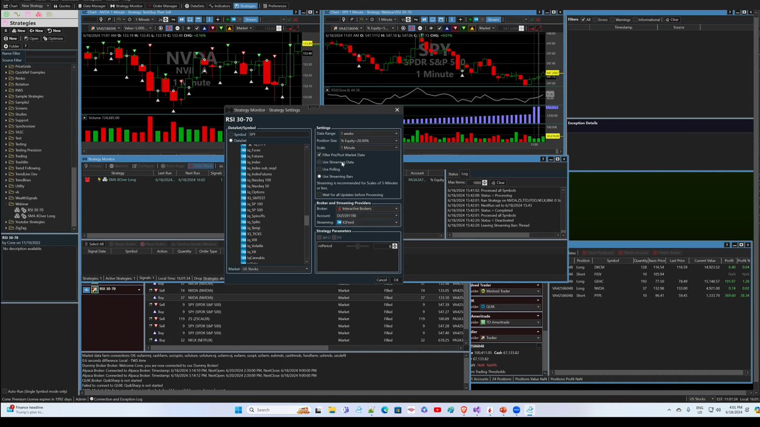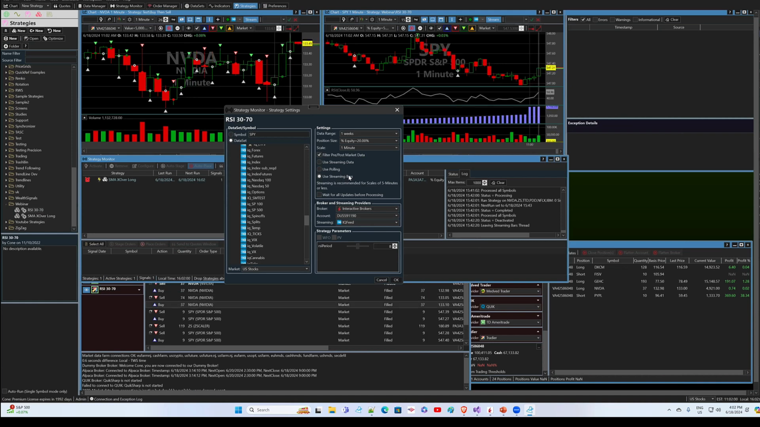But now IQFeed is a tick by tick provider, right? So if you have IQFeed, there should be no difference between streaming data and streaming bars, except that with streaming data, WealthLab has to process all of those ticks to create the bars. So streaming bars should alleviate some of that processor churn. So like I said, I'd recommend streaming bars if it's available for your provider. We're going to do that at 1 minute scale.